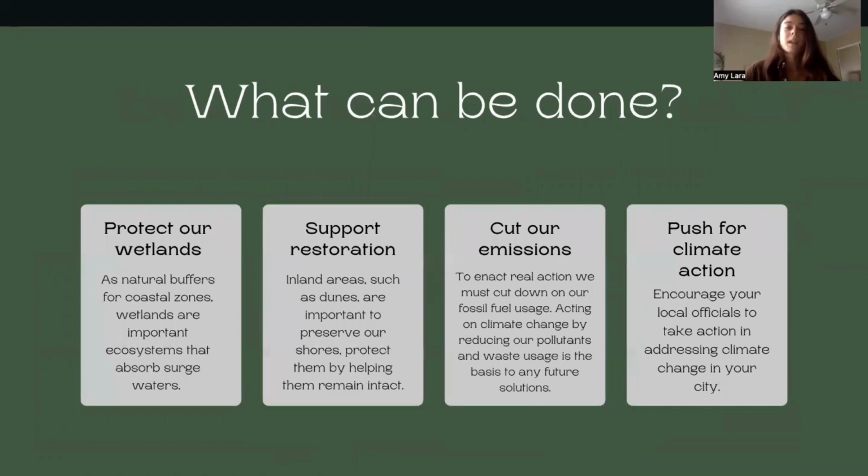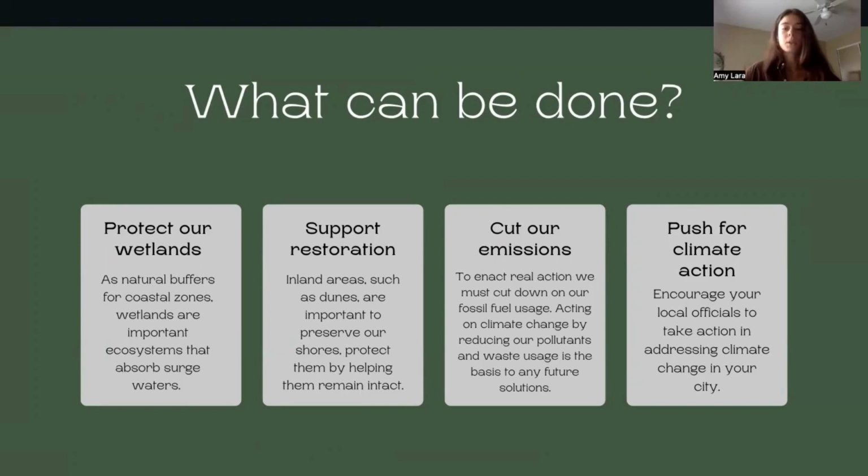Now, what can be done? We can protect our wetlands. For example, as natural buffers for coastal lines, wetlands are important ecosystems that absorb surge waters. We could also support restoration. Inland areas such as dunes are important to preserving our shores. Protecting them by helping them remain intact is very important.